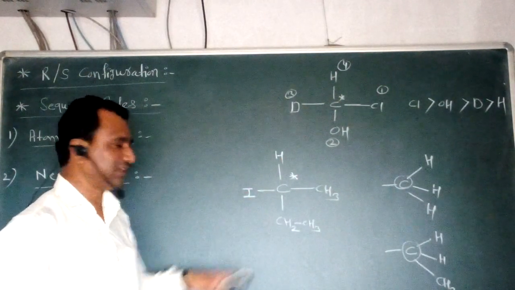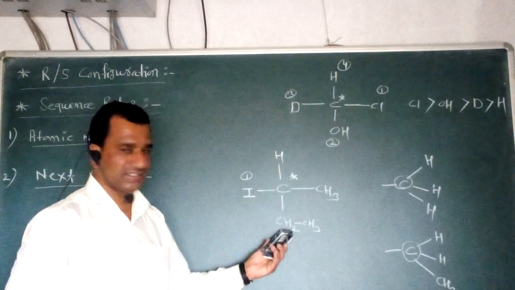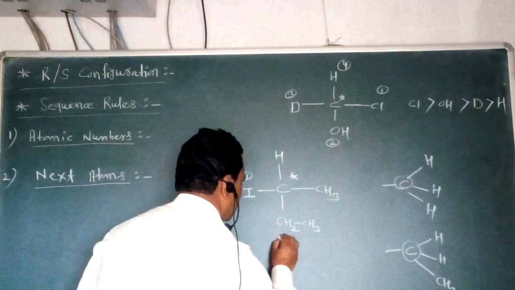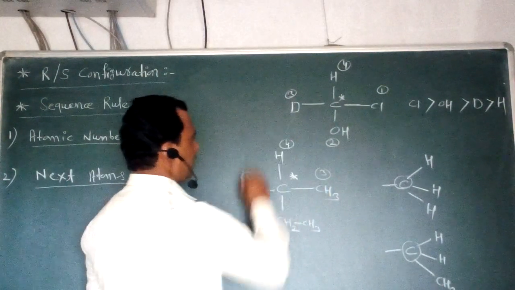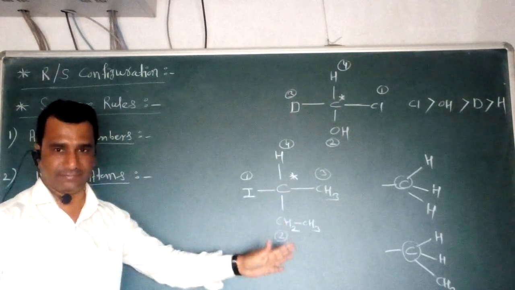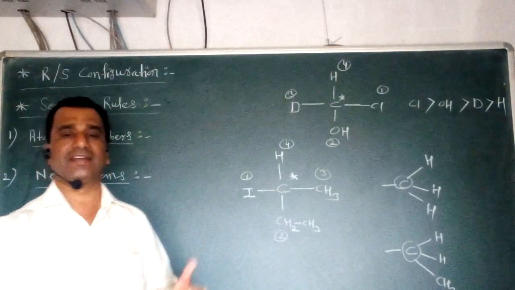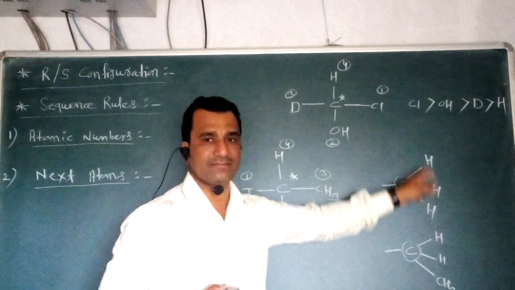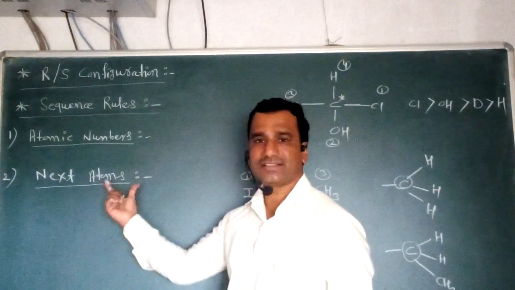Now if we assign all the priorities among these four different atoms or groups, iodine has the highest atomic number, so it has priority number one. Next, this is carbon and this is carbon, and as compared to methyl, the ethyl group has more priority, so it has the second priority, the methyl group has the third priority, and this hydrogen has the fourth priority. So this is the simple sequence rule number two, next atoms: when two similar atoms are directly attached to the chiral center, we have to check the priority by comparing the atomic numbers of the next atoms present in a particular group. So this is called the second sequence rule, the next atoms.